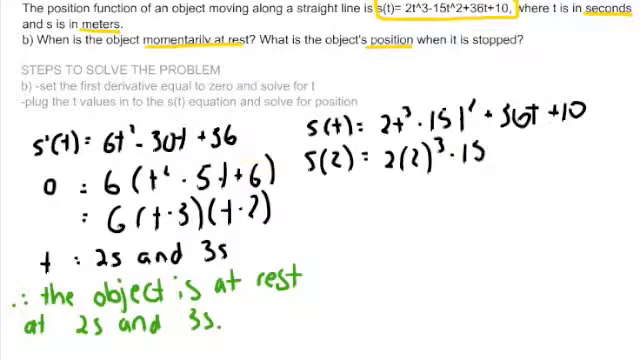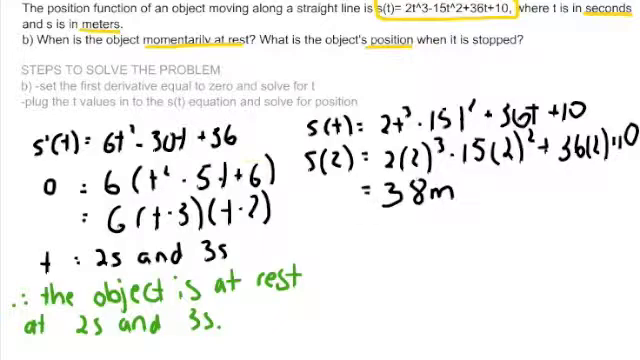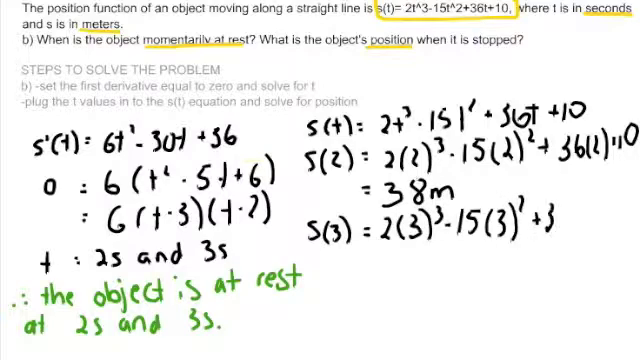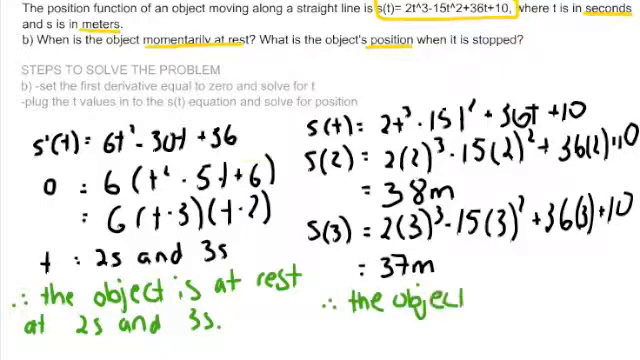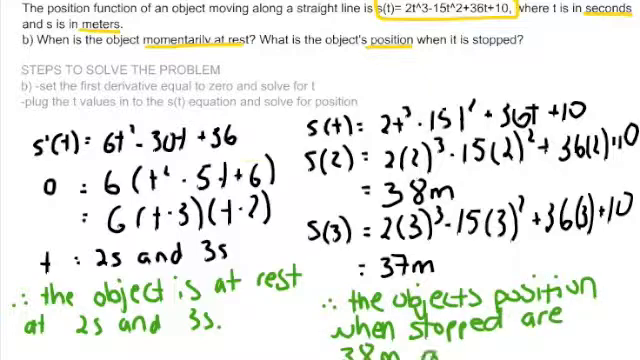S at 2 is equal to 2 times 2 cubed minus 15 times 2 squared plus 36 times 2 plus 10. This gives us 38 meters. S at 3 is equal to 2 times 3 cubed minus 15 times 3 squared plus 36 times 3 plus 10. This gives us 37 meters. Therefore, the object's position when stopped is 38 meters and 37 meters.